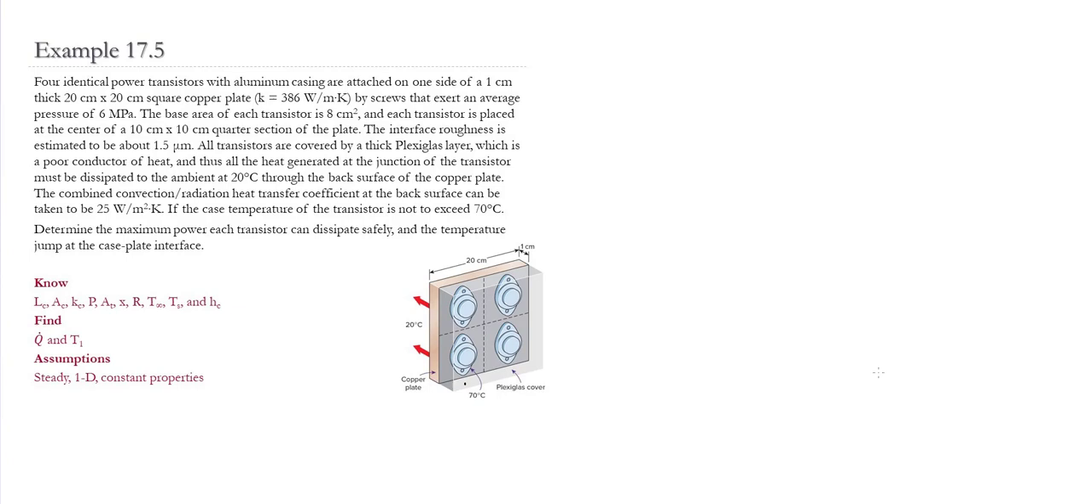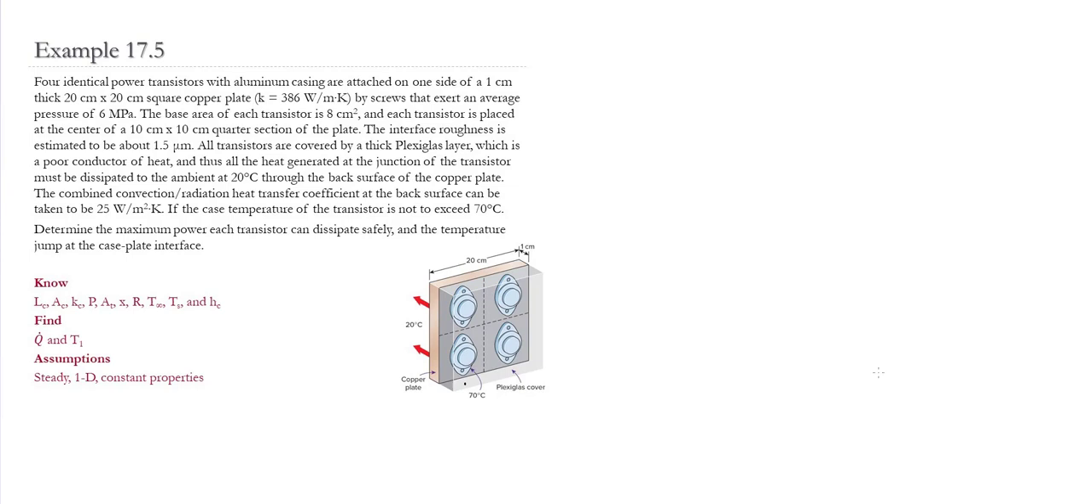Example 17.5. In this example, we have 4 identical power transistors with an aluminum casing that are attached on one side of a 1 centimeter thick and 20 centimeter by 20 centimeter square copper plate by screws that exert an average pressure of 6 megapascals. The base area of each transistor is about 8 centimeters square, and each transistor is placed at the center of a 10 centimeter by 10 centimeter quarter section of the plate. The interface roughness is estimated to be 1.5 microns.